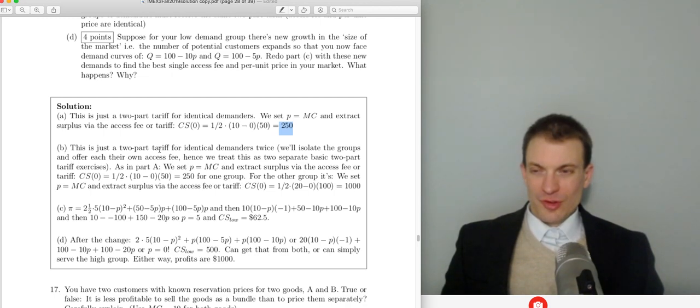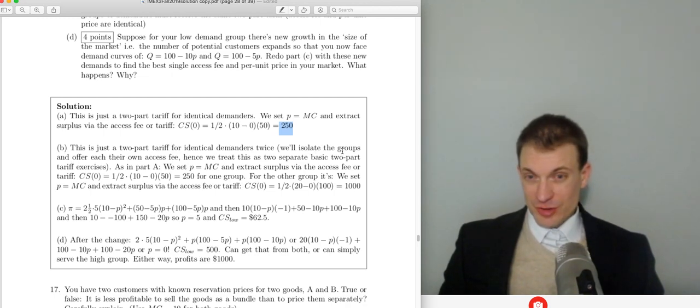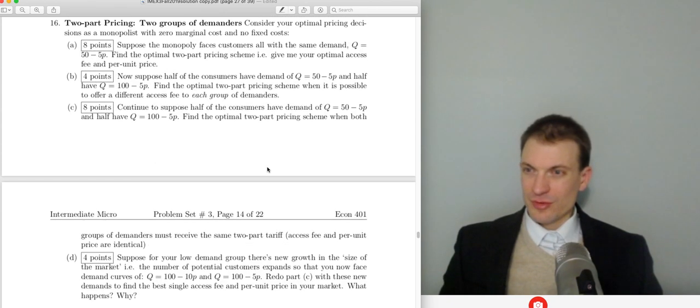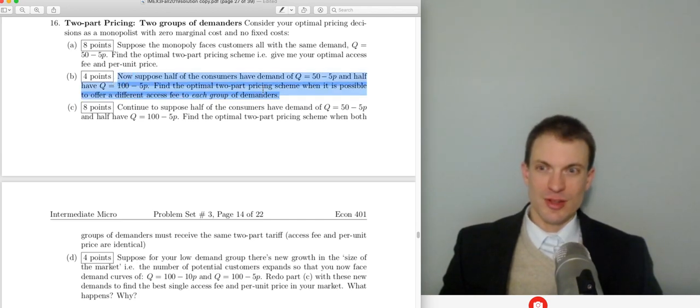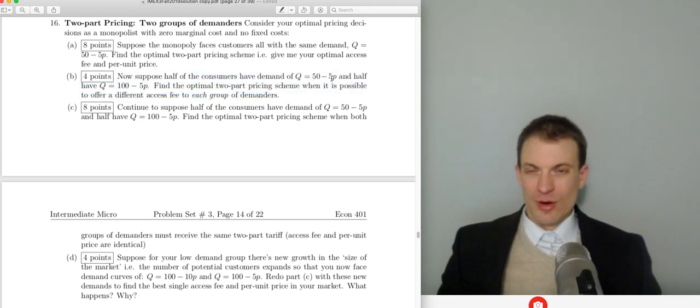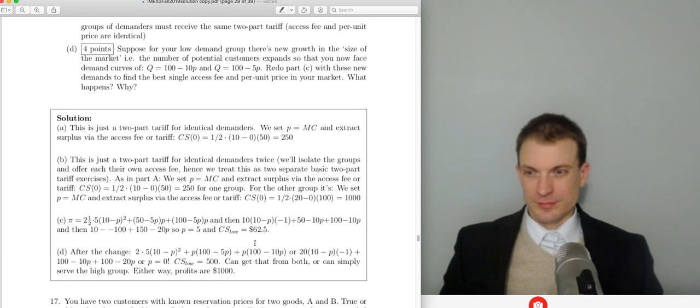Part B, this is just a two-part tariff for identical demanders twice. We'll isolate the groups and offer each their own access fee. It's possible to offer a different access fee to each group. Here we can keep them separate. Well, we already know what's going to happen here. It's going to be that 250. And then we just have to find what we're going to do here.